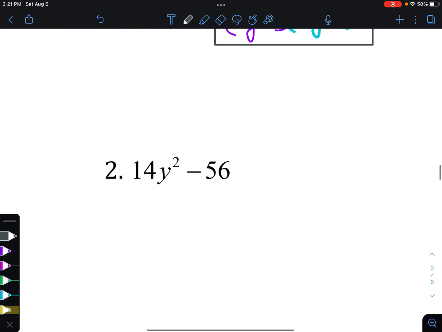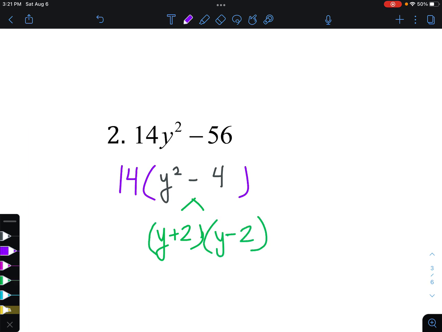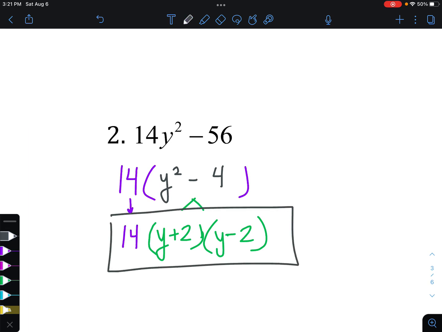Wonderful. All right, so number 2. Here, always look for a GCF first. So there is a greatest common factor here. 14 goes into both 14 and 56. So when we factor out or divide by that 14, we'll be left with y squared minus 4. When we look inside here, this is the difference of two perfect squares. So we get y plus 2, y minus 2. And then don't forget to write that original GCF out in front. We want to include it all together.